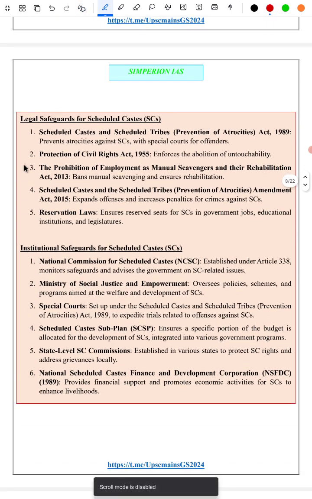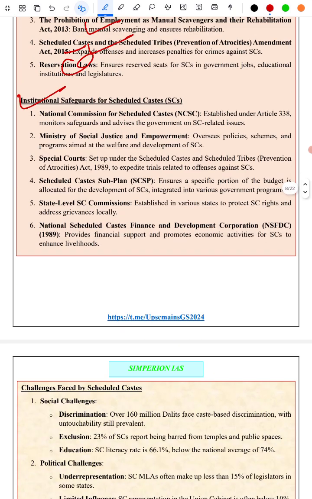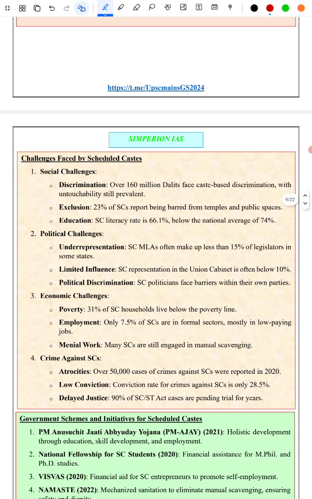Next, the legal provisions for the welfare of Scheduled Castes: prevention of atrocities, protection of civil rights, prohibition of employment as manual scavengers and rehabilitation, the Scheduled Castes and Scheduled Tribes Atrocities Amendment Act 2015, and reservation related laws. Next, we have covered institutional safeguards for the Scheduled Caste. One is legal and constitutional, next is institutional safeguards. Up next, we have covered the challenges faced by the Scheduled Caste.